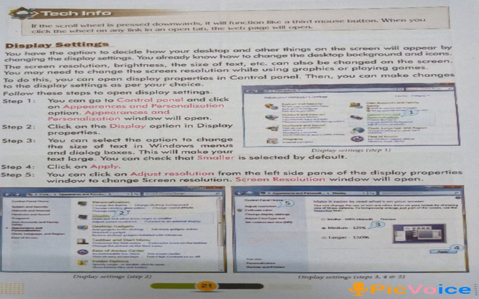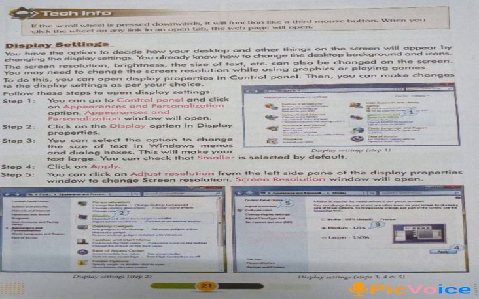By display settings we can change the screen resolution, brightness, and the size of text can also be changed on the screen, and we need to change the screen resolution while using graphics and playing games. To change the display settings, we should follow the following steps.